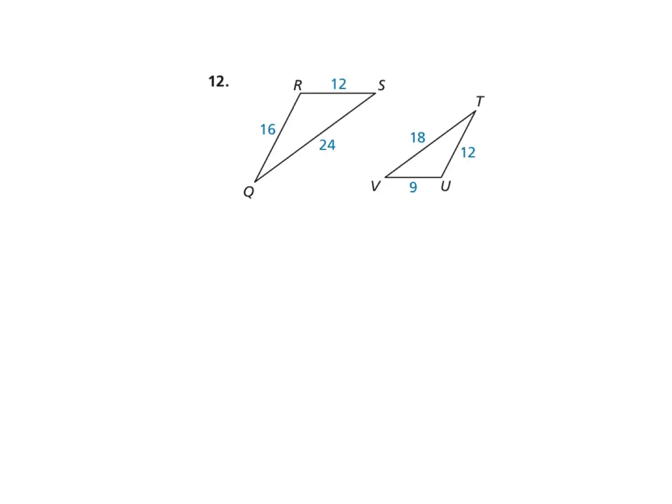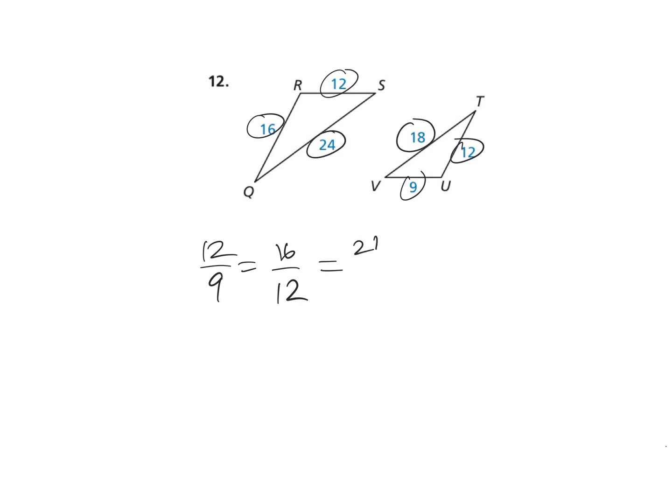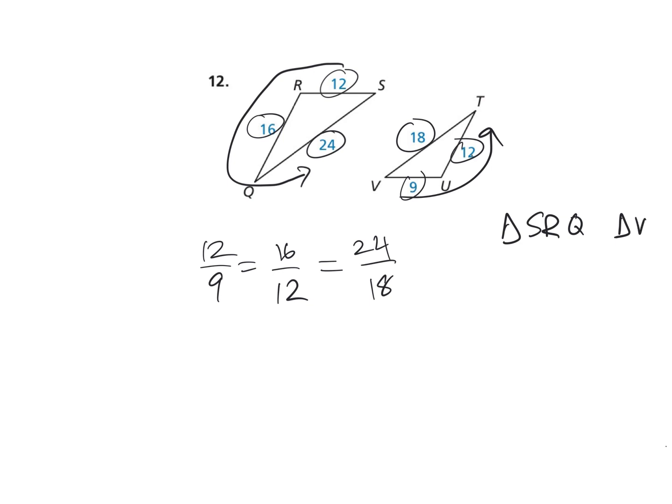Number 12. So now we have all three sides. We've got to match up the small sides first. So 12 and 9 go together. 12 is to 9. Then the medium sides, 16 and 12. 16 is to 12. And then the big sides, 24 is to 18. All right. So notice how we did that. 12, 16 to 24. So that's going to be triangle SRQ. And then we went 9, 12, 18, so this way, VUT.